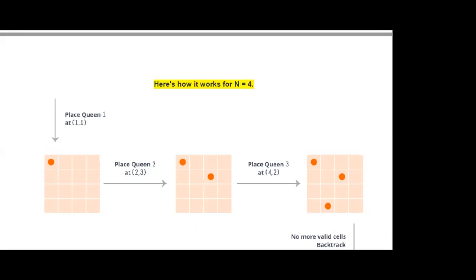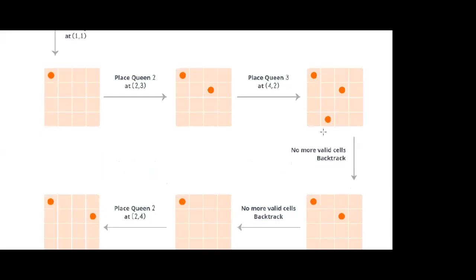After placing the queen at (4, 2), if we try to place the fourth queen, no square remains that is a non-attacking position. These three positions are attacked by the first queen. These positions are attacked by this queen. This position is attacked by this queen, and all the remaining empty squares are attacked by one of the three queens. So if we try to place the fourth queen, we are not able to do so.